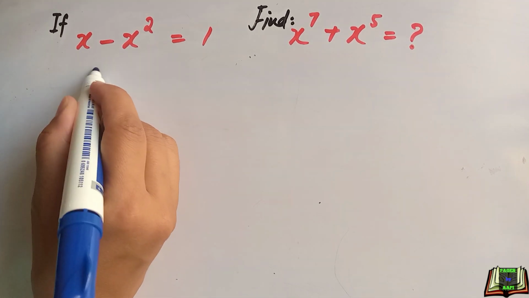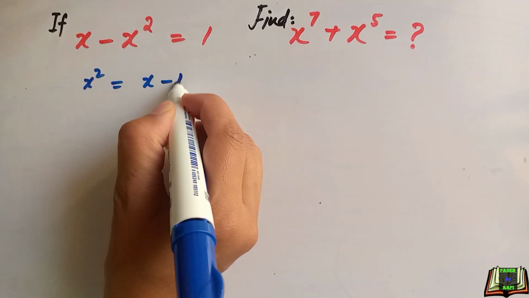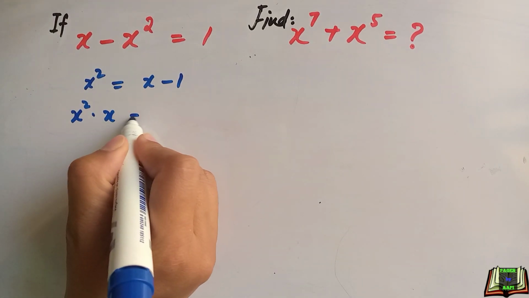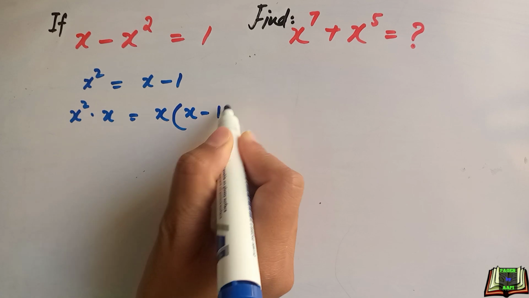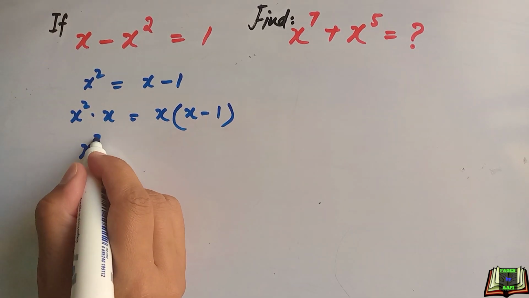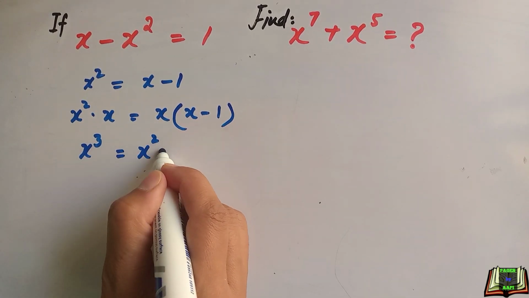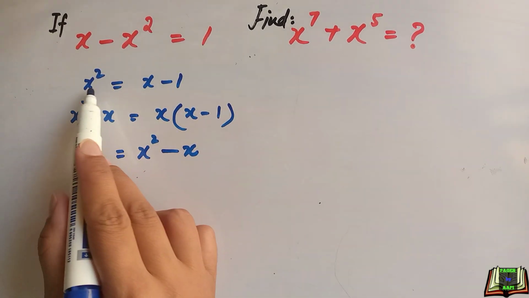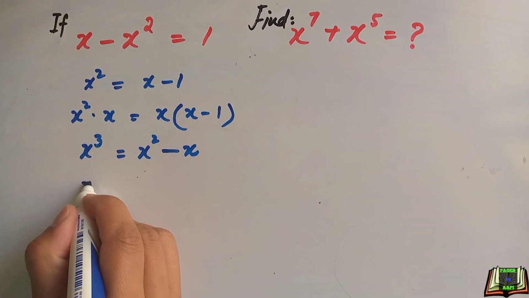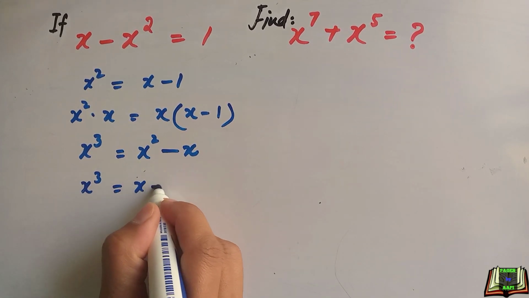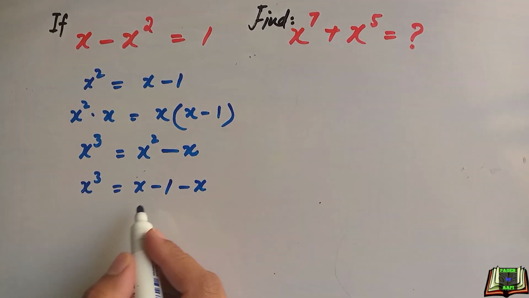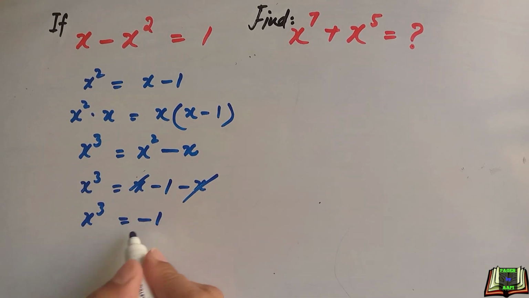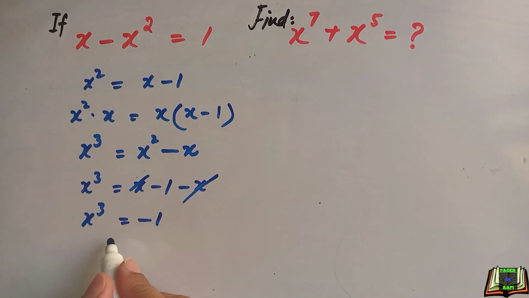We can write this as x squared is equal to x minus 1. If we multiply both sides by x, then we will get x cubed is equal to x squared minus x. We know the value of x squared is equal to x minus 1, so we will put it here. Now x cubed is equal to x minus x, so x and x cancel out. x cubed is equal to minus 1.